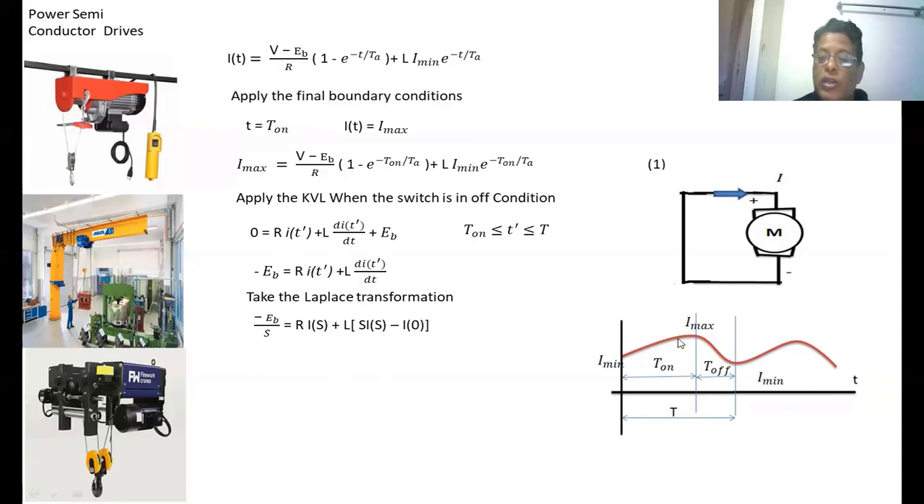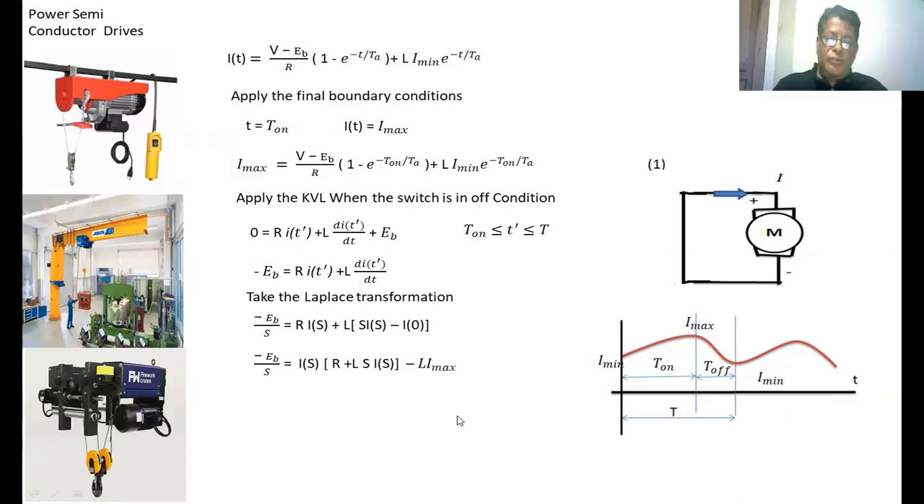What is the value of current at this point? That is nothing but the maximum. So in place of I of 0, you substitute I maximum. You are getting minus EB by S equal to I of S into R plus L into S, into I of S, minus L into I maximum. We bring this term to the right hand side.